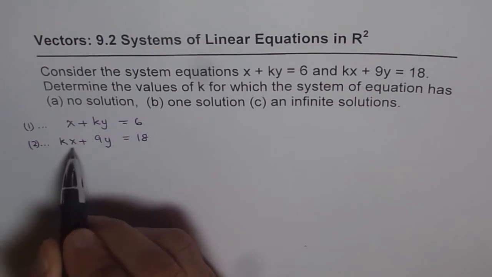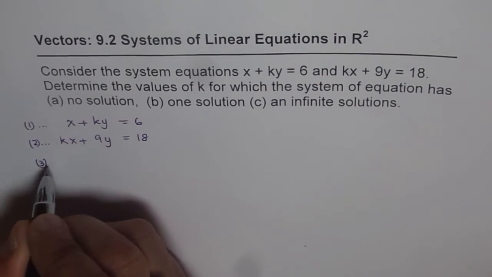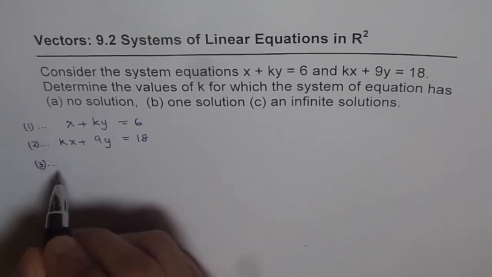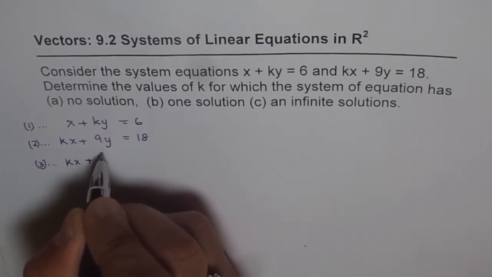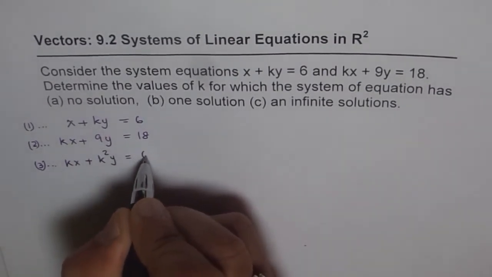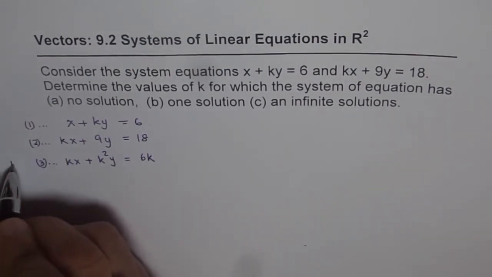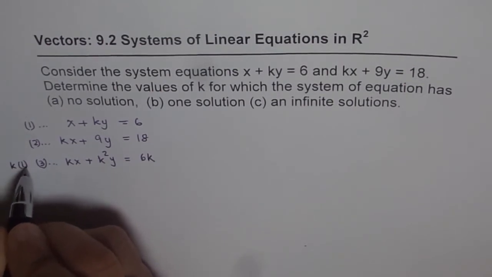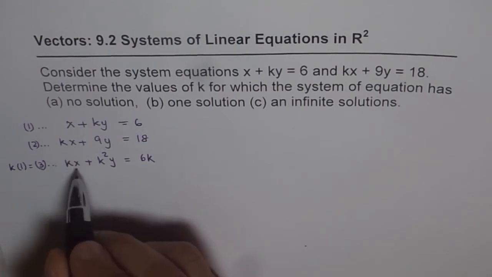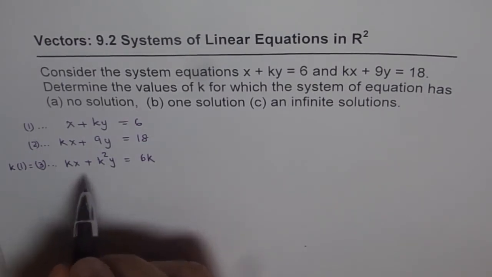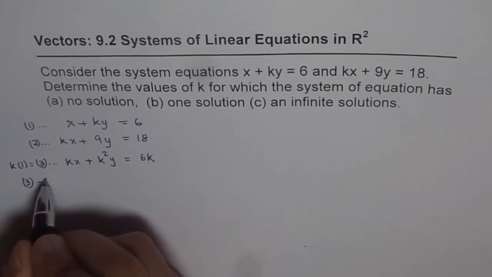Now to eliminate x, we should multiply 1 by k, right? So we get equation number 3 by multiplying 1 by k. So we get kx plus k square y equals 6k. So this is what we do when we multiply k times equation 1 to get equation 3. Now to eliminate x, we can take away 2 from 3. So we do equation 3 minus equation 2.